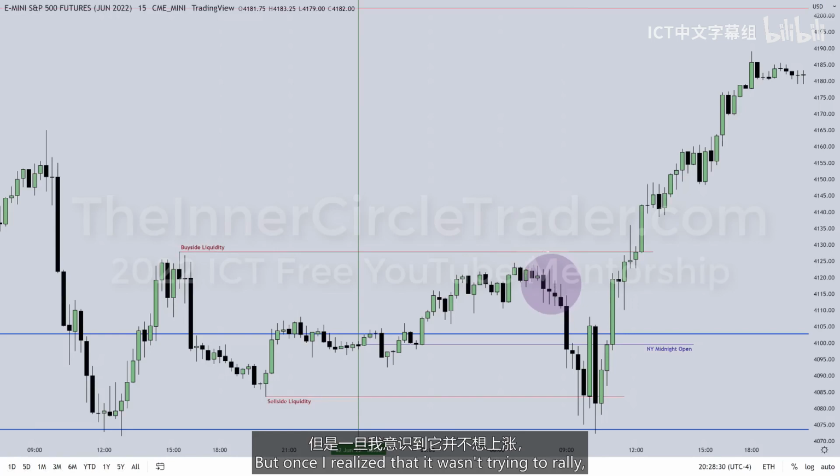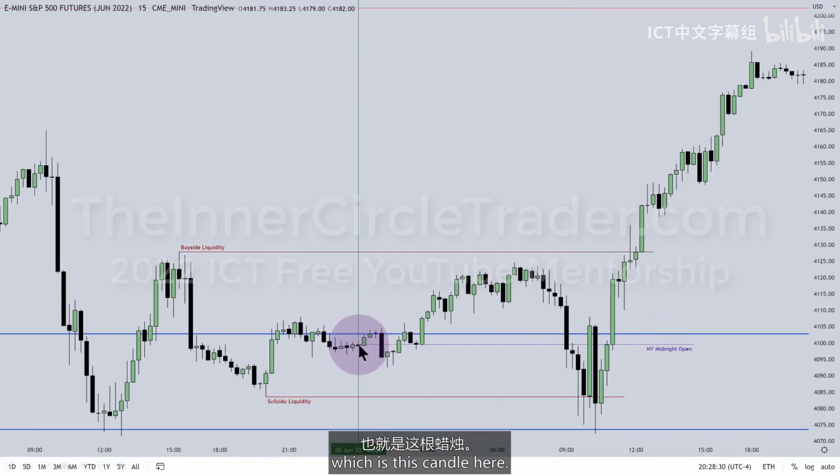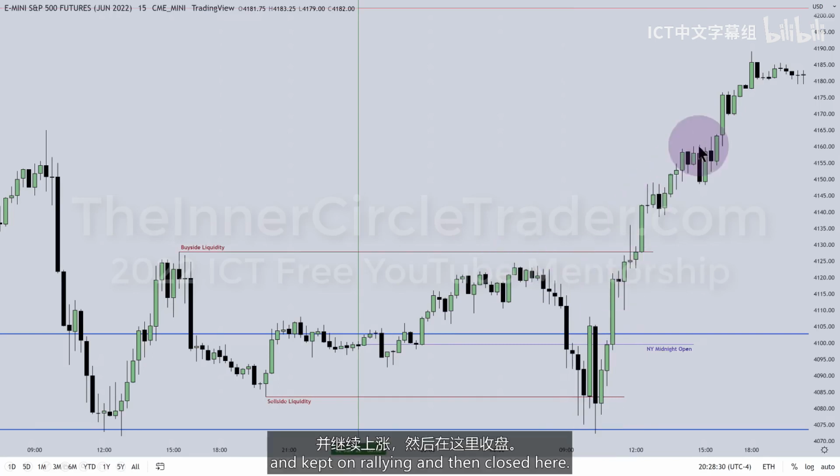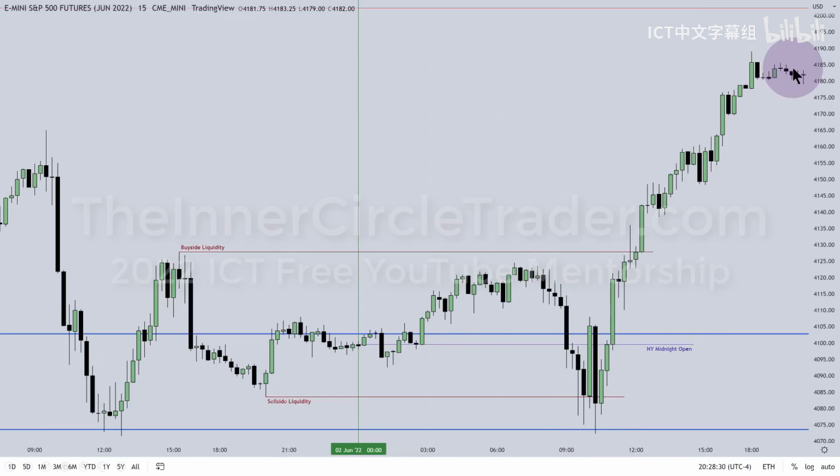But once I realized that it wasn't trying to rally, and they were going to try to take it once more below the New York midnight opening, which is this candle here, I want you to take a look at the way this day formed before I get into any more discussion about it. We opened here, consolidated, rallied up, and then dropped down into the fair value gap low on the daily chart and bounced there, rallied up, took out the short-term high here, and then kept on rallying and then closed here.